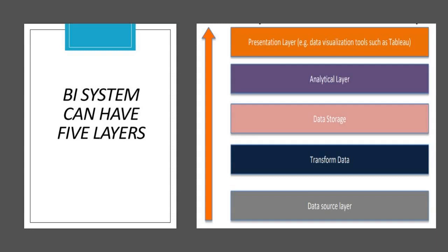Now, a BI system by itself has several layers. There are 5 areas in a BI, the most widely used general areas. You have the data source layer, the transform data layer, data storage, the analytical layer, and then the presentation layer. What I said in the previous slide is that BI itself is not just making a dashboard. These 5 layers are across any BI tool, not only Tableau.